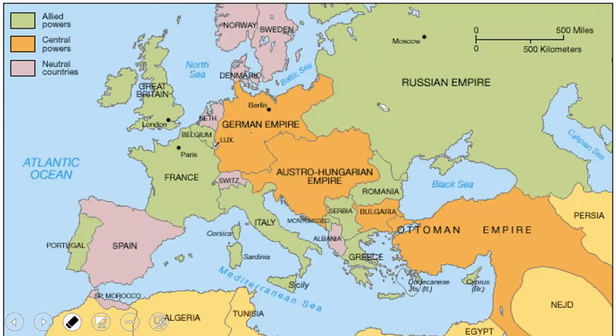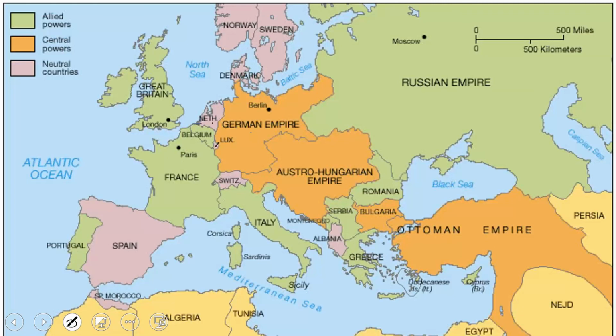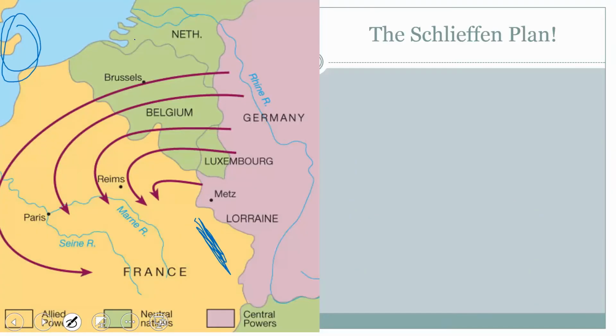So the problem here for Germany is that Belgium is here, and Great Britain has a defensive alliance with Belgium, which means if Belgium gets attacked, then Britain is drawn into the war. Germany knew this, and Germany still attacked Belgium knowing that Britain was going to be involved in the war. So Germany attacks with the Schlieffen Plan.